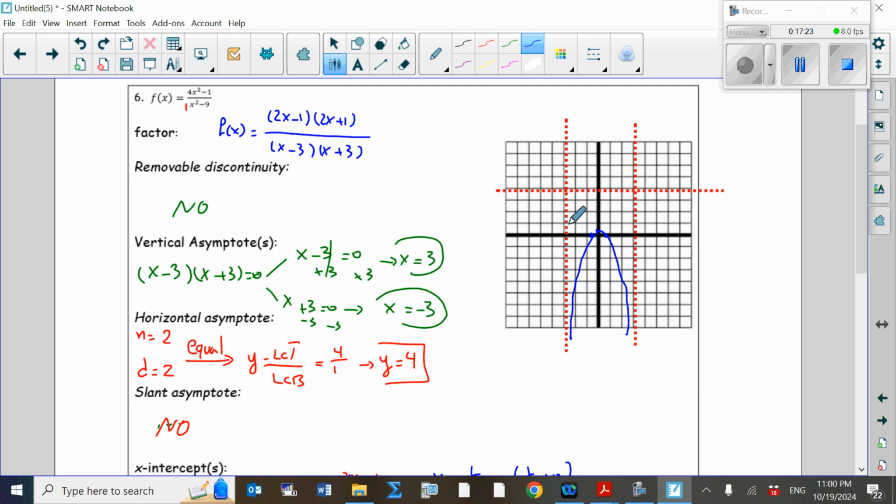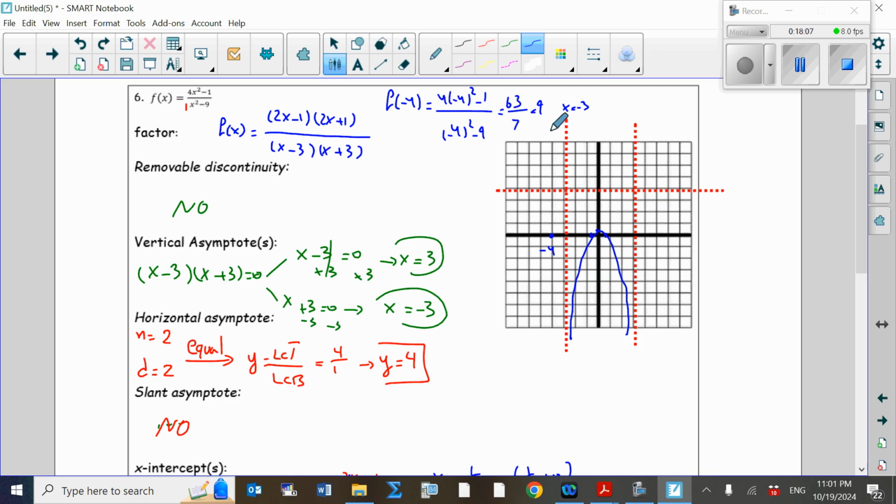You need to plug in one x value in this area into the original function. So I'm going to choose this. You could choose any of the others. Anything in this area before the x equal to -3. So this is -4. I plug that into the function. So f of -4 will be 4 times -4 squared minus 1 over -4 squared minus 9. So the top will be 63, the bottom will be 7, that's 9. So when x is -4, y is 9.